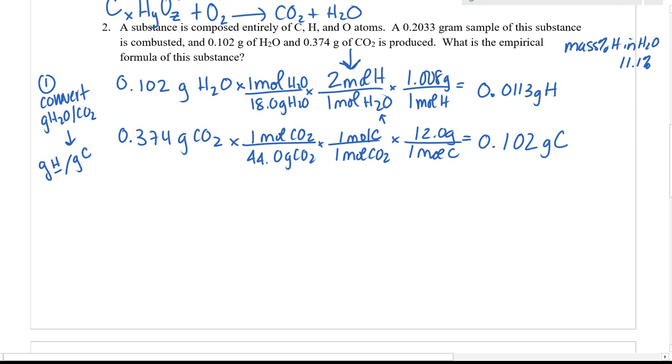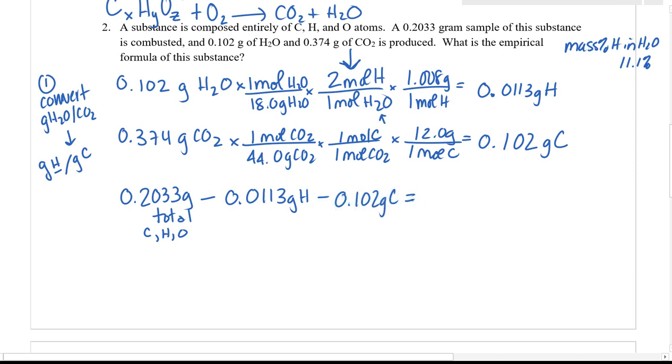And notice how we are told that my original combusted substance also contains oxygen, and the way that we figure out how much oxygen is in it is we look at the total mass of the sample, which was 0.2033 grams. That was the total mass of C, H, and O in your original unknown. Okay. And now I know that 0.0113 grams of that was hydrogen and 0.102 grams of that was carbon. So that means I have 0.09 grams of oxygen in my original sample.